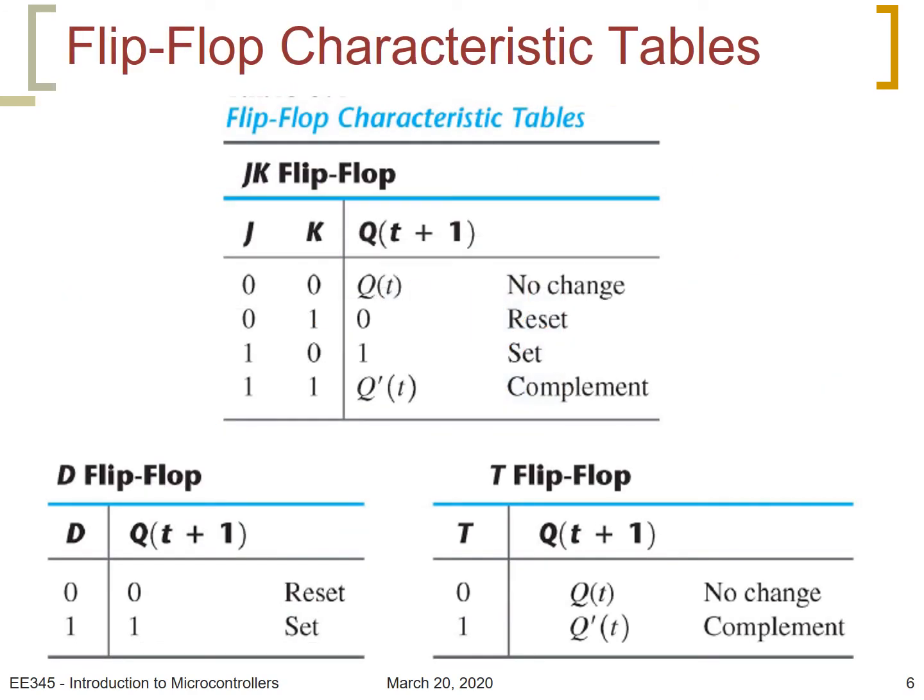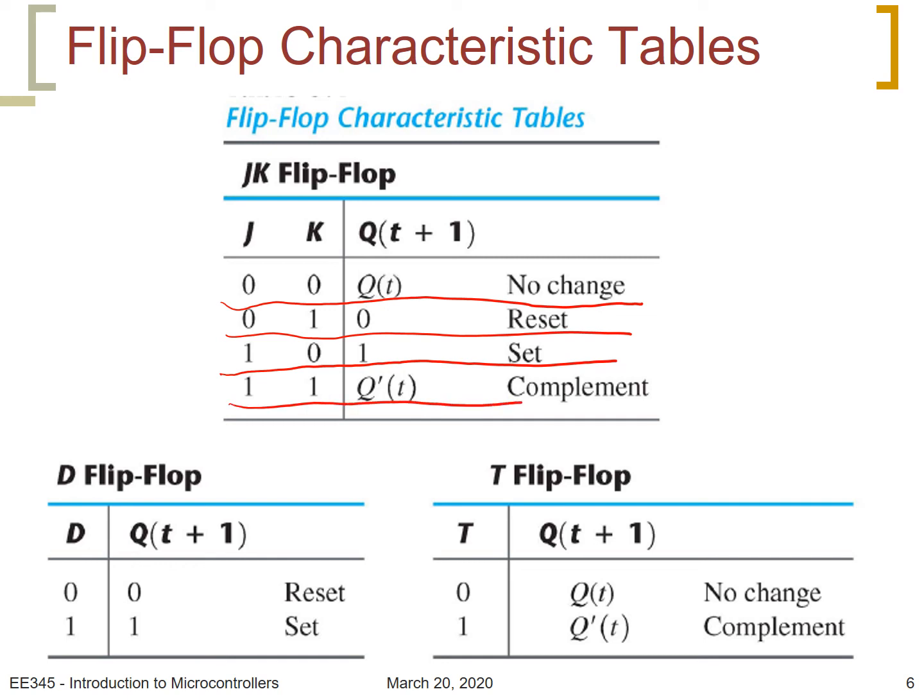The characteristic tables now, we summarize them for all the flip-flops so that we keep them in mind. We have the JK flip-flop: J and K 0, 0, no change. J is 0, K is 1, reset. And J is 1, K is 0, set. And both are 1's, complement. And for the T, if T is 0, no change. T is 1, complement. And for the D, of course, if D is 0, Q is 0. And if D is 1, Q is 1.